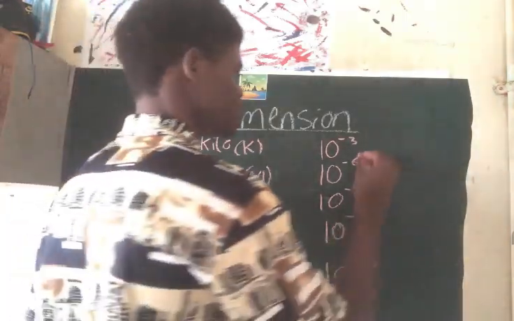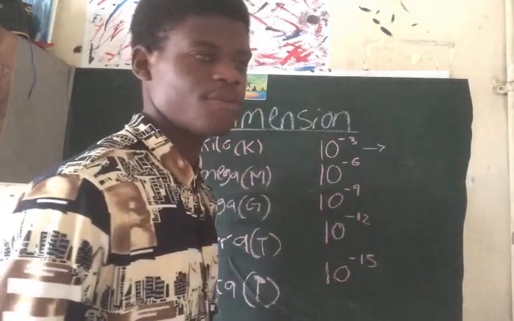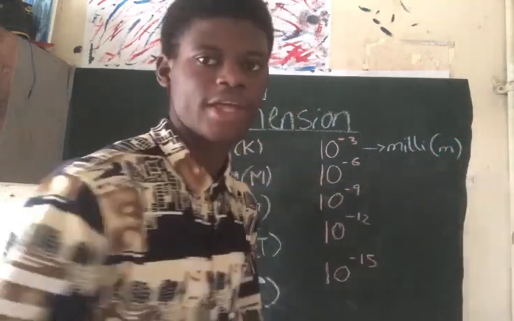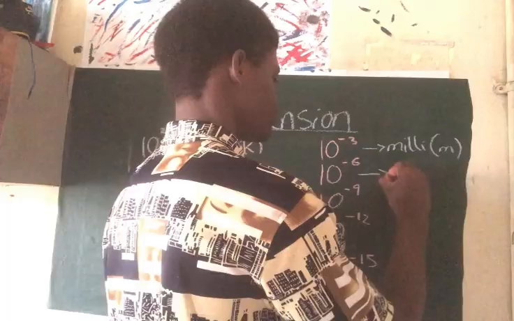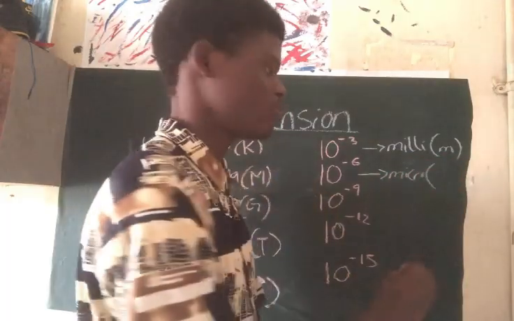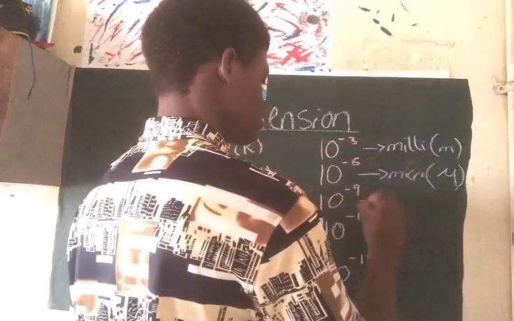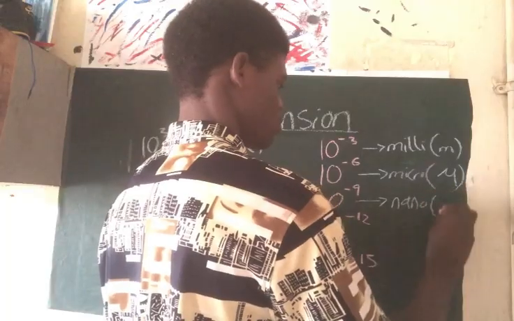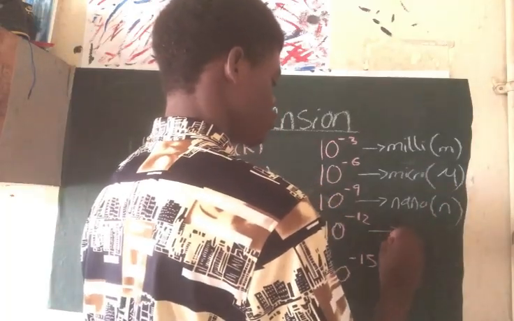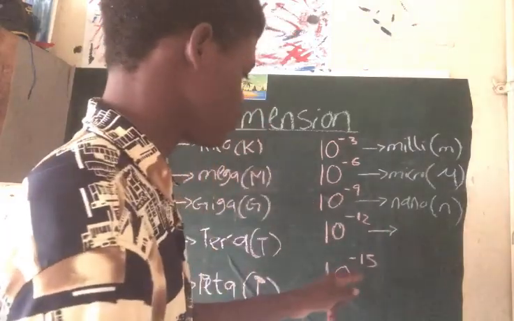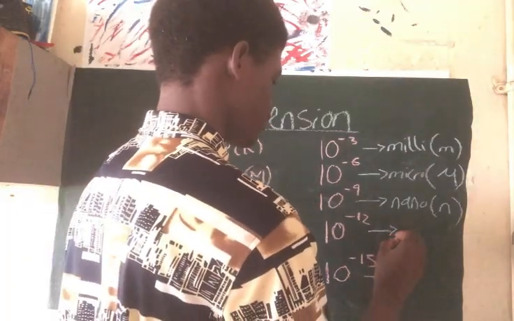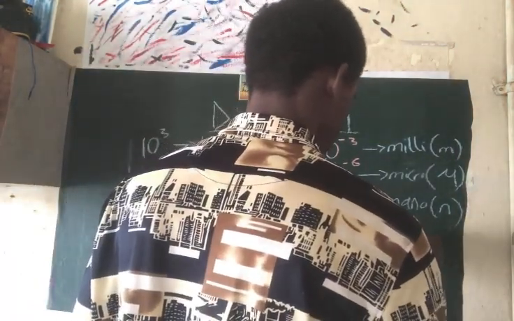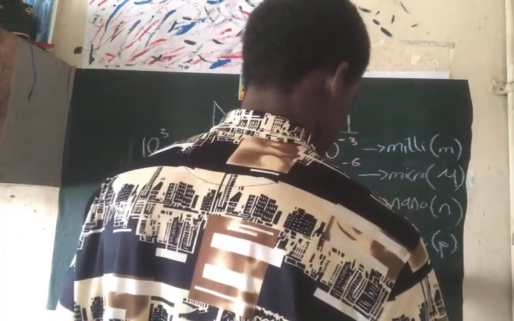Now for our sub units. 10 raised to power minus 3 is milli, and this one is small letter m. 10 raised to power minus 6 is micro, with the symbol mu, like that of coefficient of friction. 10 raised to power minus 9 is nano, small letter n. 10 raised to power minus 12 is pico, small letter p. And 10 raised to power minus 15 is femto.